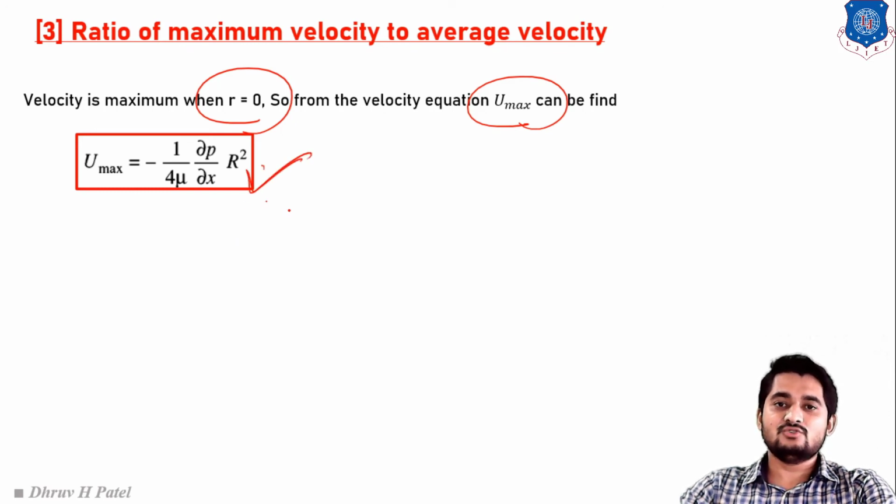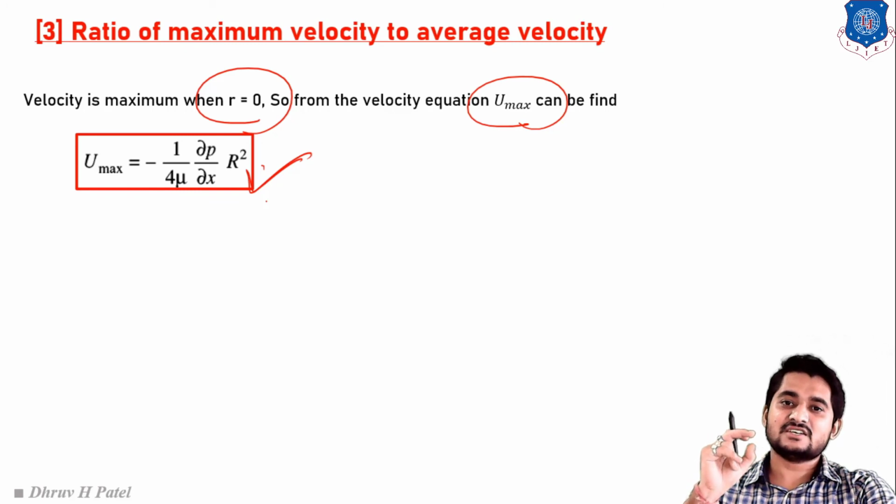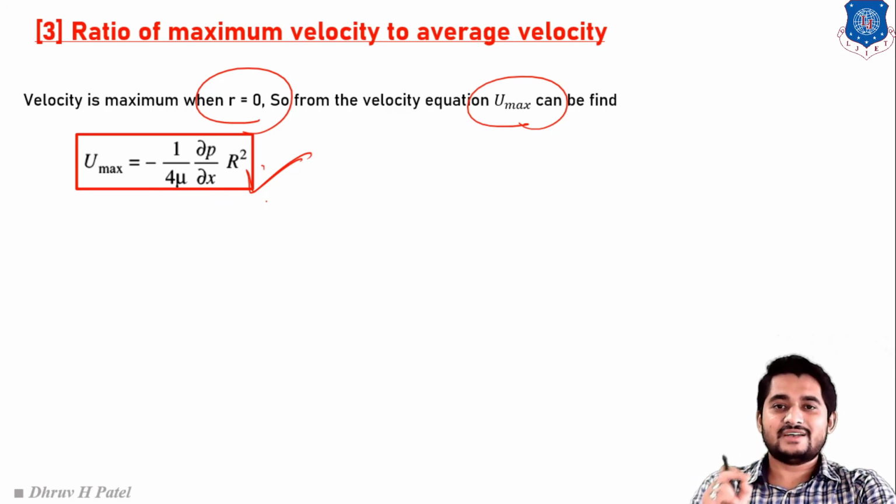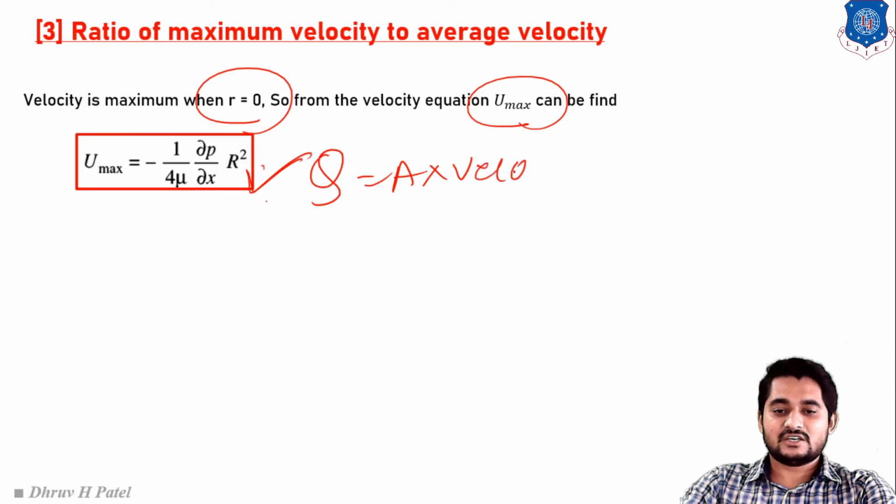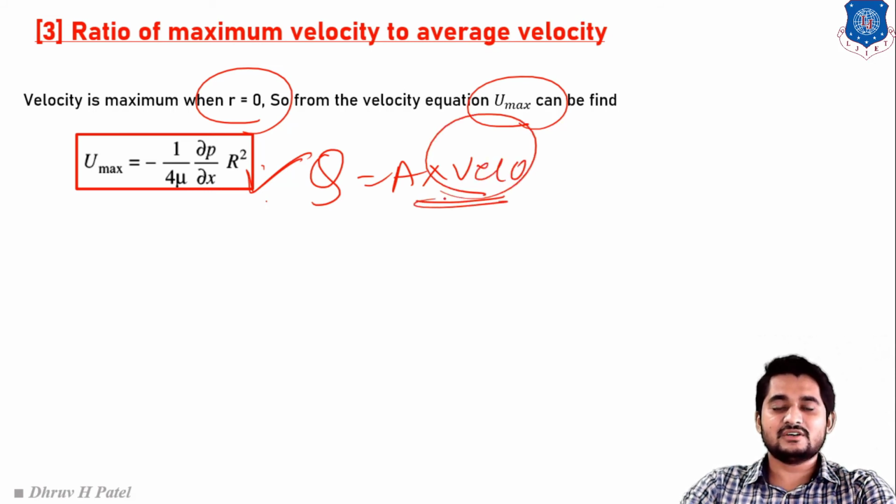Now we have to find u average. For u average, we have to take one cross section area of the pipe. We have to take a small elementary ring with the radius dr. First we will find the discharge in the radius dr. Then after integration, we will find the discharge in the whole pipe. So Q is equal to area into velocity. From that equation, we will find our velocity.